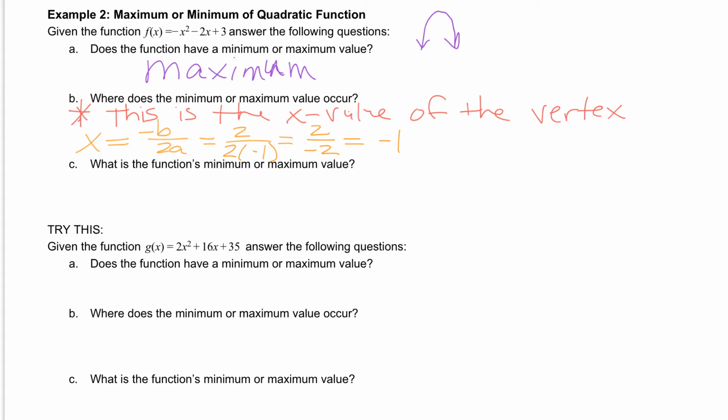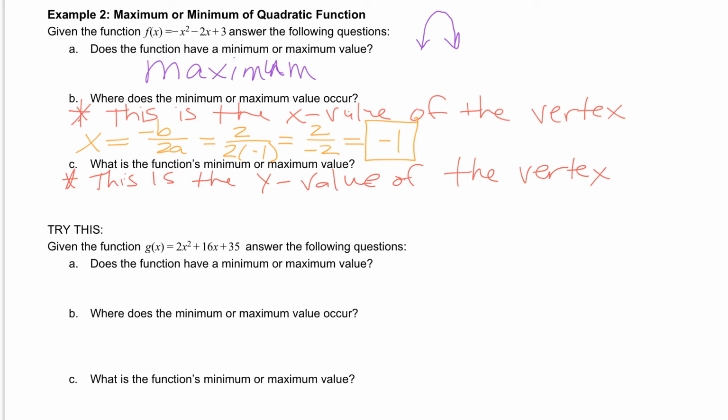So where does the maximum or minimum value occur? It occurs at an x value of negative 1. And then letter C asks, what is the function's minimum or maximum value? So how high up does that go? And that's going to be the y coordinate of the vertex. So let's write that down for us so we remember that. So this is the y value or coordinate of the vertex.